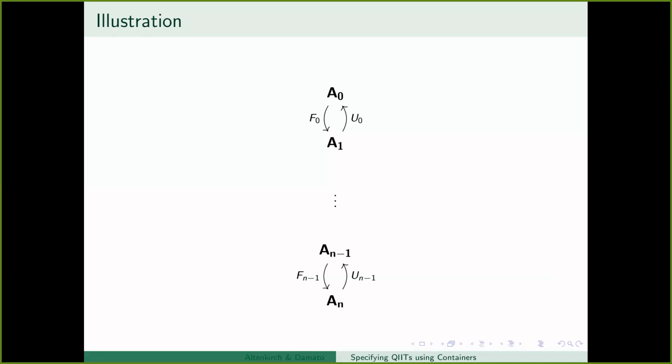And the reason is that if we have these FNs, we can then compose them into this big F, going from A0 to AN. And if this is a left adjoint to U, then we know that left adjoints preserve colimits, specifically initial objects. So if there's an initial object in A0, then we can guarantee an initial object in AN.